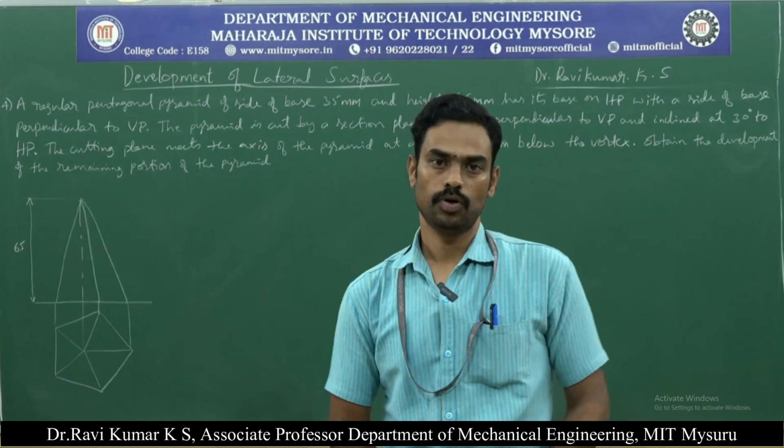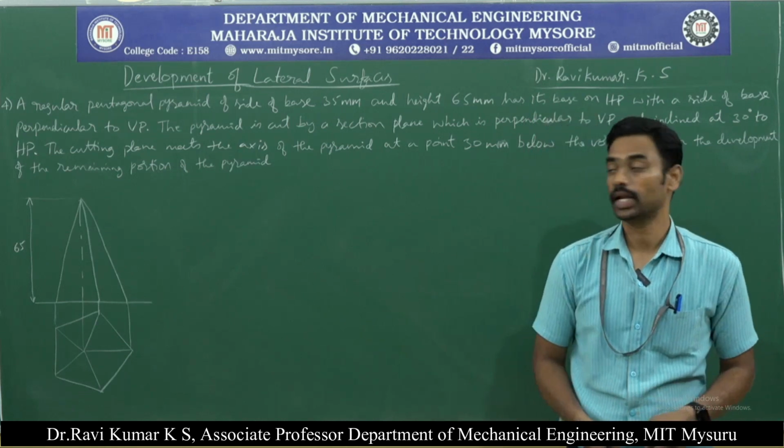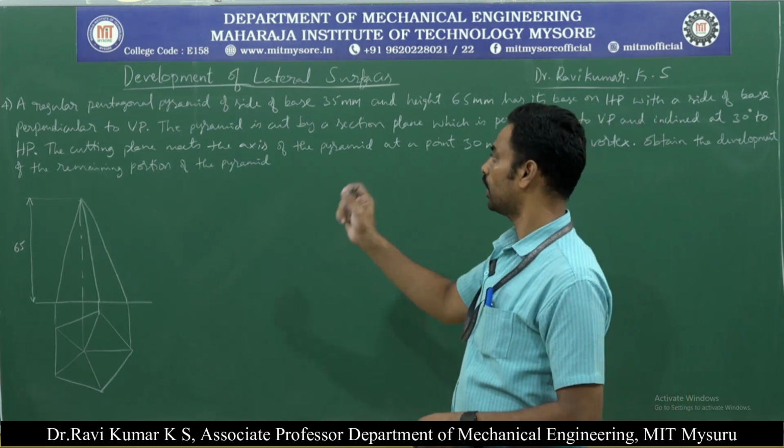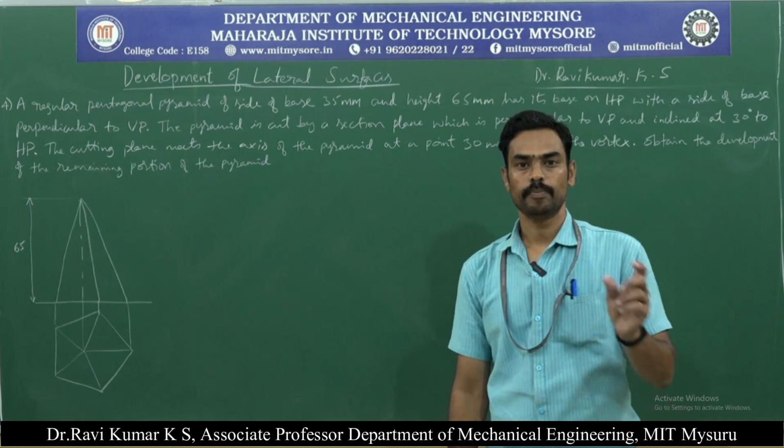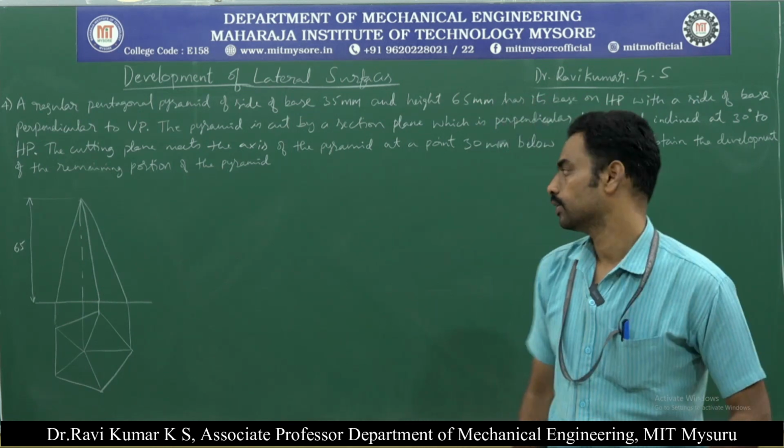Okay, we'll move on to the next problem. The next problem is on the radial line method. We'll take up the radial line method. Here it is a regular pentagonal pyramid. It's a pentagonal pyramid, so for a pyramid we need to take up the radial line method.